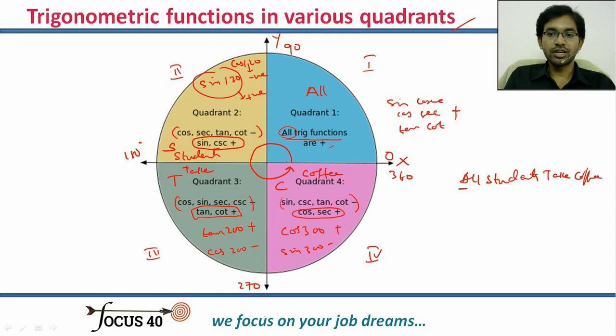So the first letter will denote which trigonometric function is positive in that particular quadrant. The first one, all are positive. The second one, only sine and its inverse cosecant are positive. In the third one, tan and its inverse cot are positive. In the fourth one, cos and secant are positive. You can make another phrase: All silver tea cups. So you can remember whichever one is comfortable for you, and you can get the sign of the trigonometric functions in various quadrants.